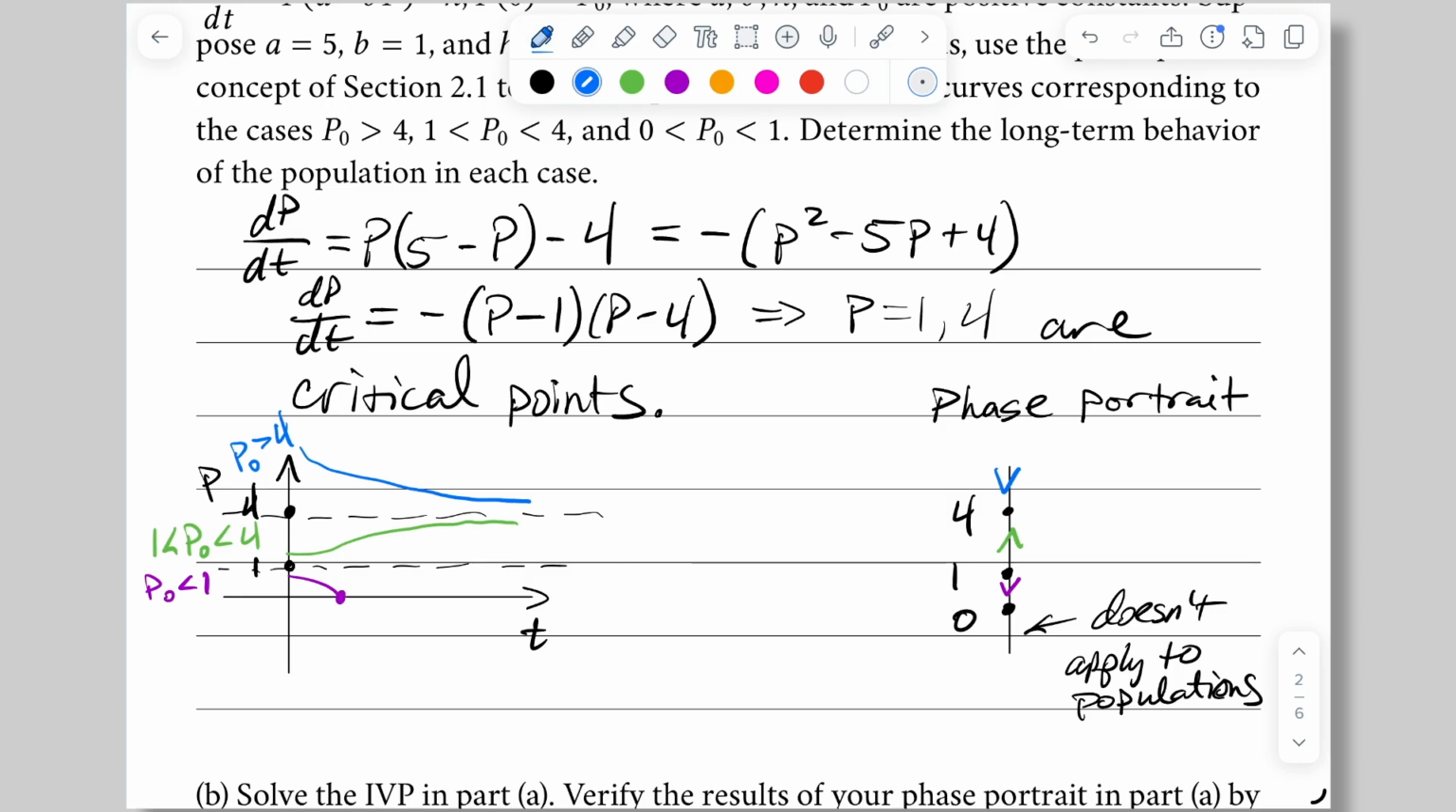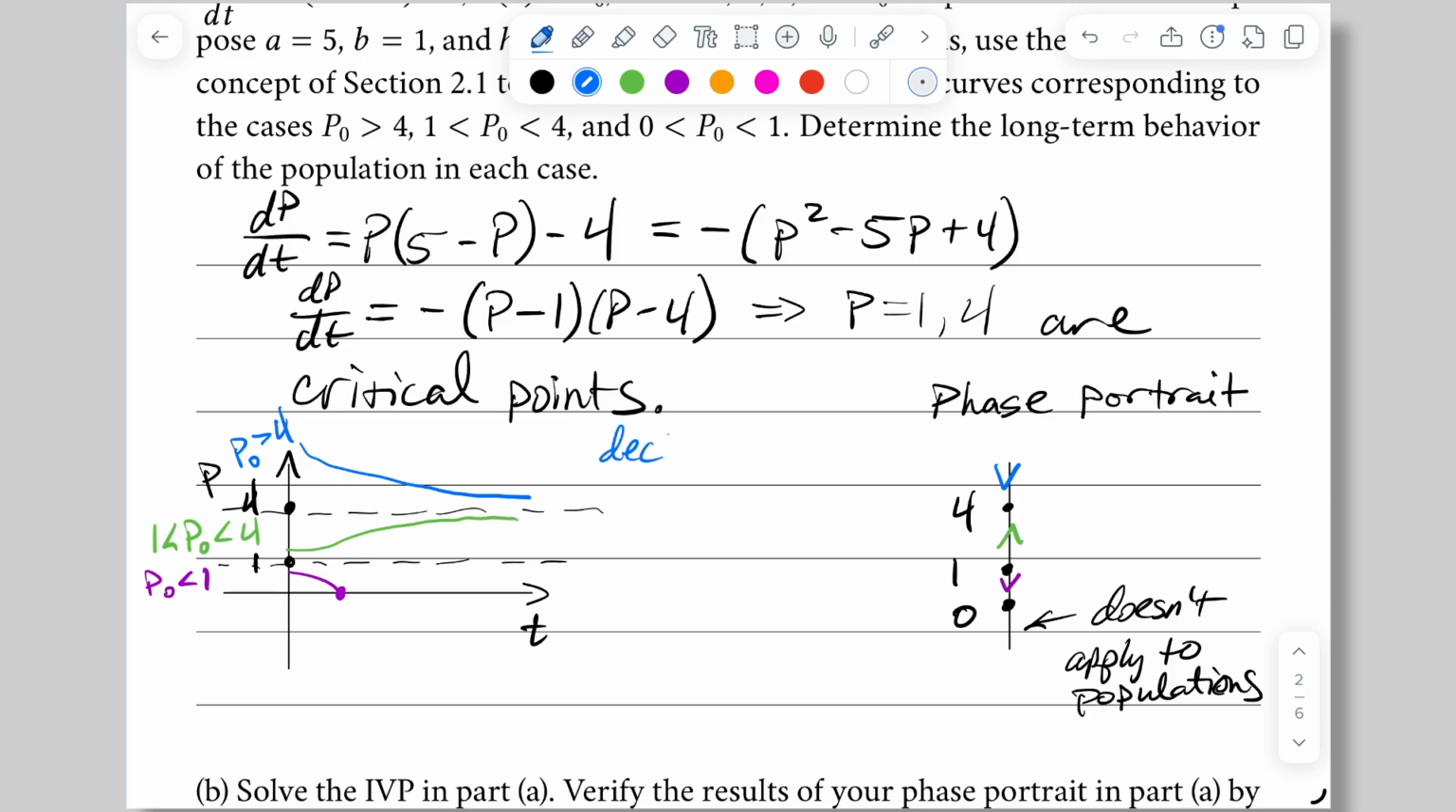Well, we've got our two-dimensional picture here. If P naught is greater than 4, then it's going to decline to 4. If it's between 1 and 4, it will grow to 4. And in practical terms, if P naught is less than 1, then the population will become extinct.